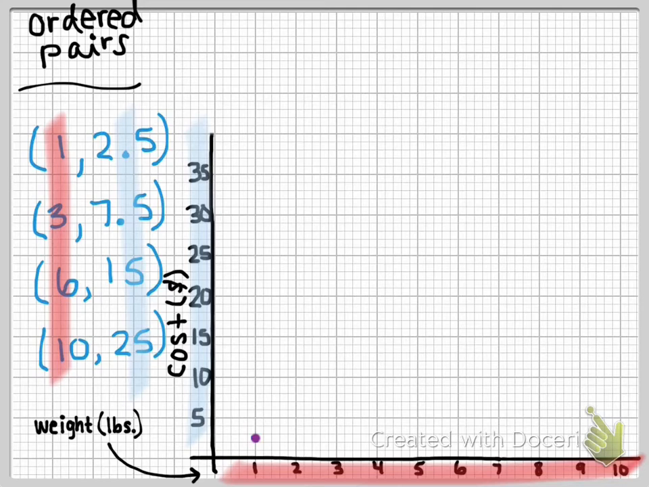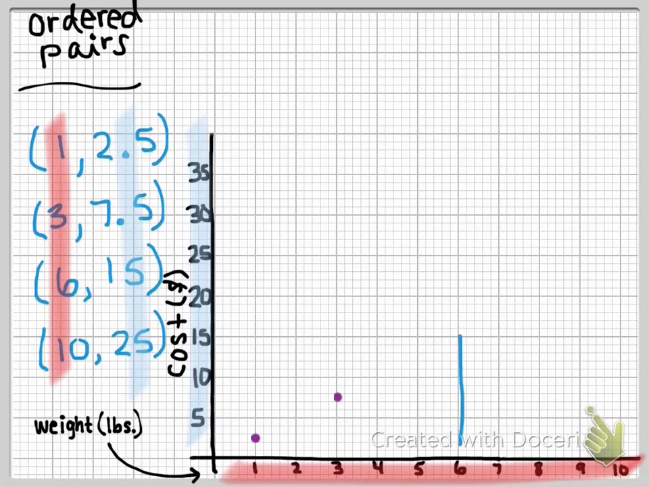The next one, I have to find 3 on the x and 7.5. So here's 5, 6, 7, and 0.5 means half again. So I'm going to go right in the middle to find 7.5. And my dot's going to go right there. And then I'll clean it up again.